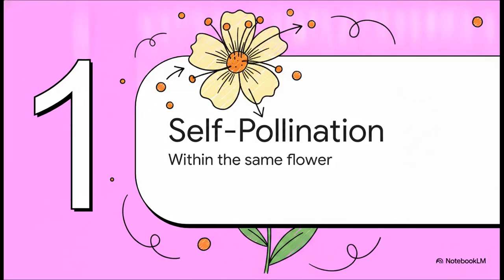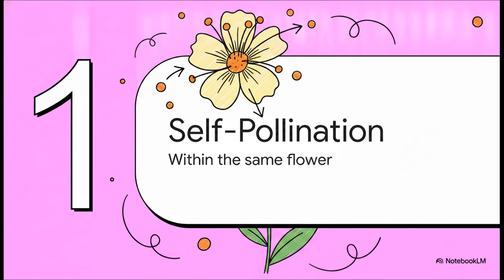First up, let's look at a method called self-pollination. Imagine a plant doing all the work completely by itself. In this super cool process, the pollen moves from the anther directly to the stigma, right inside the exact same flower. Since both the male and female parts are sitting right there together in one beautiful bloom, the plant doesn't even need another flower to get the job done.